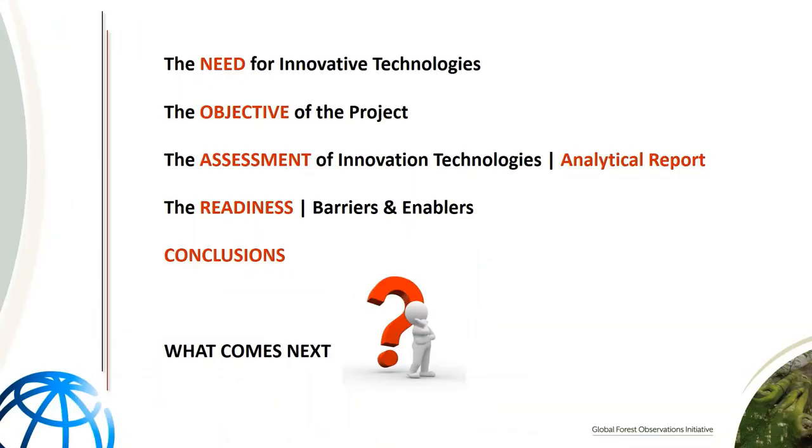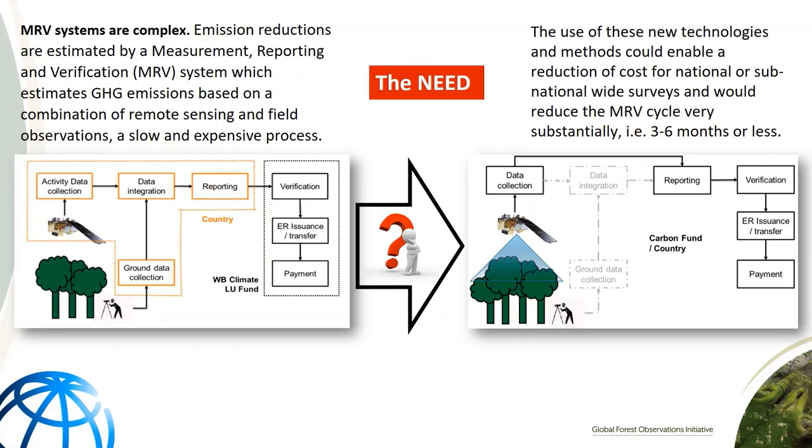I will talk about why there is a need to look for innovative technologies and will present the project objective. Then I'll walk you through the findings of the analytical report with focus on readiness of innovative technologies in the fields of remote sensing, geostatistics, artificial intelligence, and cloud computing by identifying the barriers and the enablers in each one of them. What you see on the slide is a representation of where we are currently and where we would like to be in the MRV process.